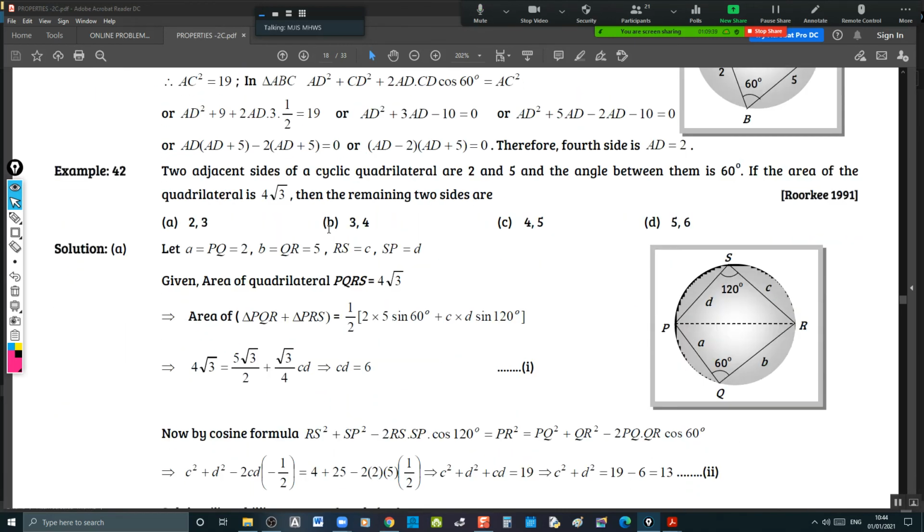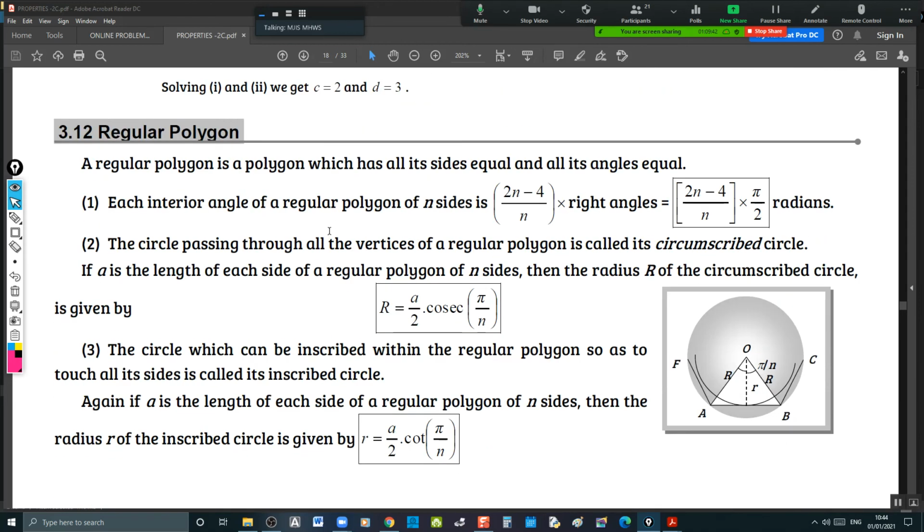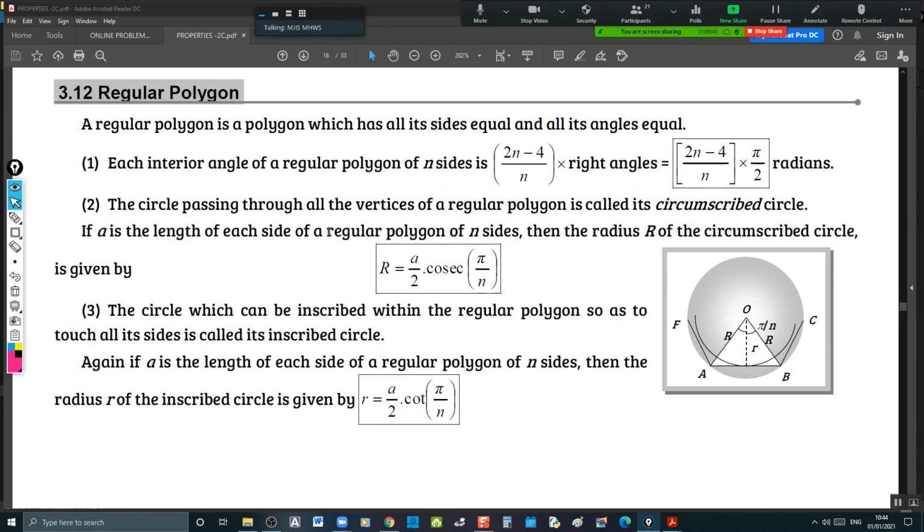The regular polygon. This is one of the key formulas to be remembered. The sum of the interior angles of a regular polygon is (2n minus 4) by n, into right angles, that is pi by 2. (2n minus 4) by n into pi by 2 radians. And the circumradius R is a by 2 cosecant of pi by n. You can understand that through the construction. Whenever the problem comes, we can construct it, no problem. But if you remember, that will be great.